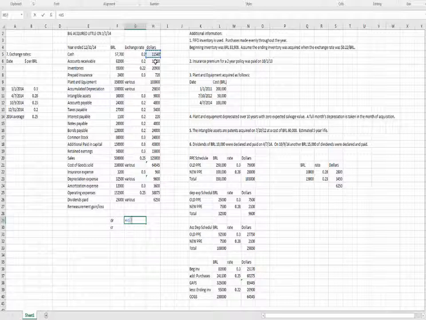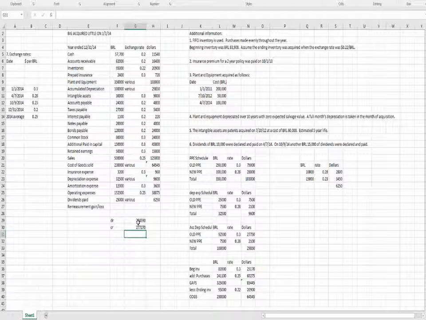So what do we have for debits? We have cash, receivables, inventory, prepaid insurance, plant and equipment, skip accumulated depreciation because it's a contra asset, intangibles. These are all liabilities, equity, sales, cost of goods sold, insurance expense, depreciation, amortization, operating, and dividends. Okay, so total debits, 284,590. Total credits, we have accumulated depreciation, accounts payable, taxes payable, interest payable, notes payable, bonds payable, common stock, additional paid-in capital, retained earnings, and sales.